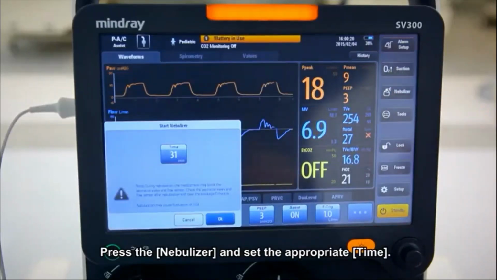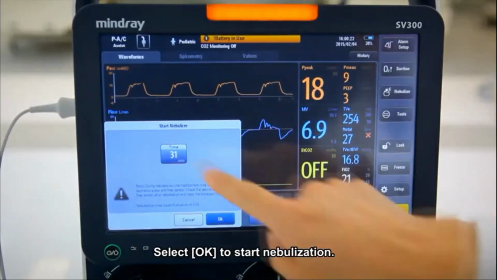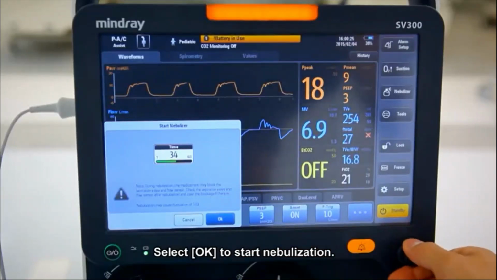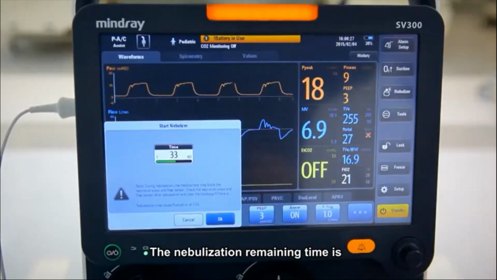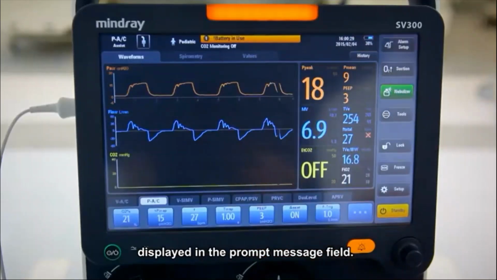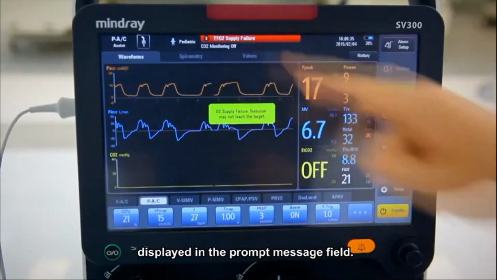Nebulizer. Press the nebulizer and set the appropriate time. Select OK to start nebulization. The nebulization remaining time is displayed in the prompt message field.